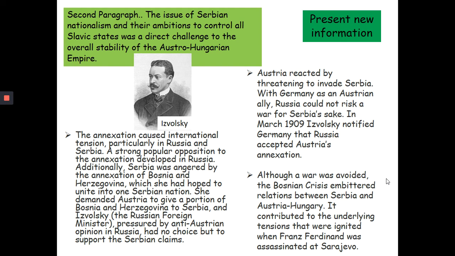Although a war was avoided, the Bosnia crisis embittered relations between Serbia and Austria-Hungary. It contributed to the underlying tensions that were ignited when Franz Ferdinand was assassinated in Sarajevo just a few years later in 1914.